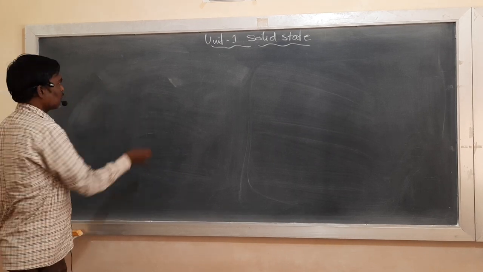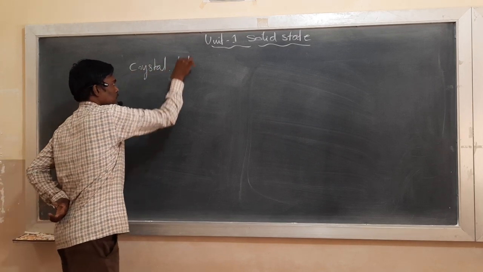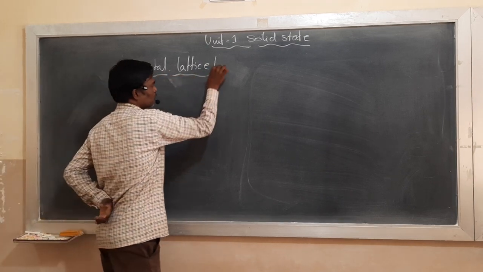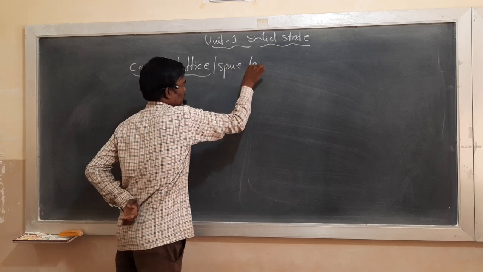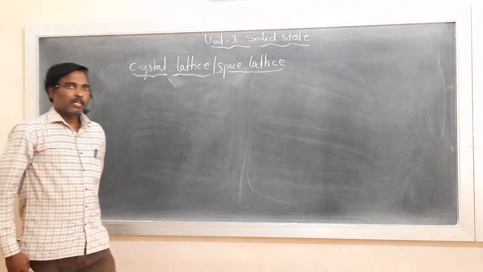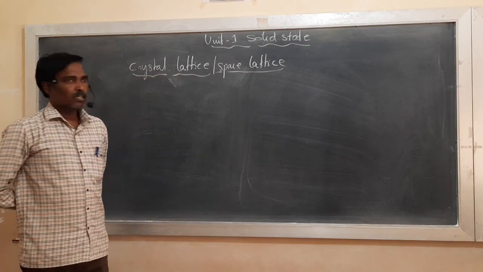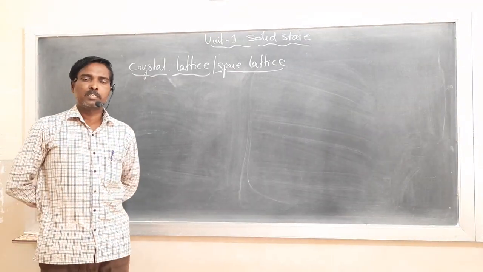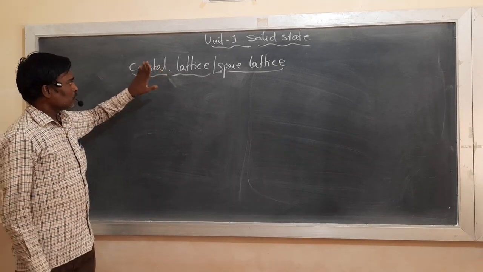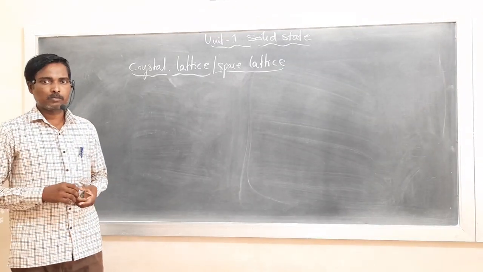After this, let me go with the word crystal lattice, or space lattice. Since the crystalline solids are orderly arranged, the arrangement of the constituent particles is a long range arrangement. So first try to understand what we mean by the crystal lattice. Then we go for the arrangement of the particles in different types of solids.